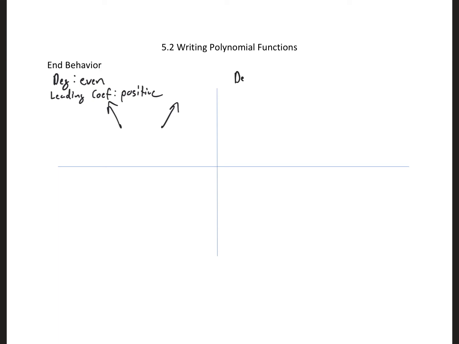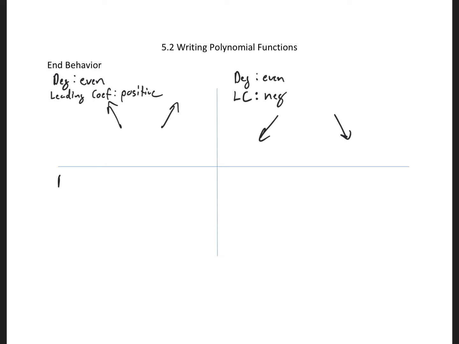Let's assume that the degree is still even, but now if you don't mind, I'm going to abbreviate. Leading coefficient is LC. The leading coefficient is negative. Then what will happen is those ends will turn from facing upwards to facing downwards.